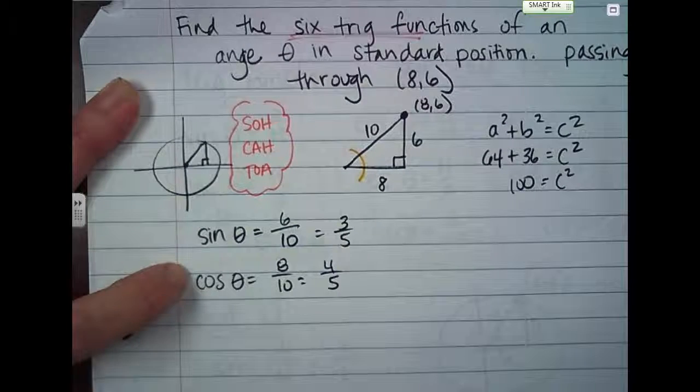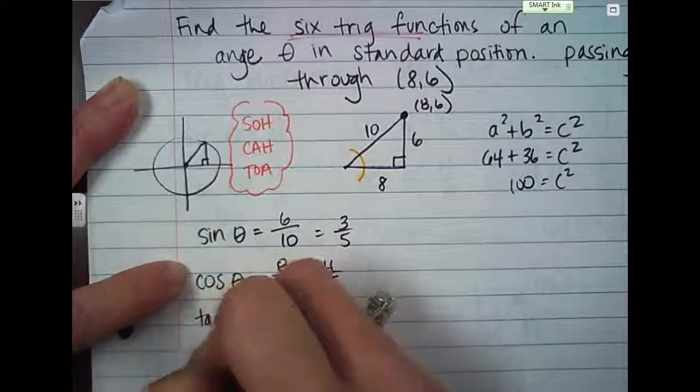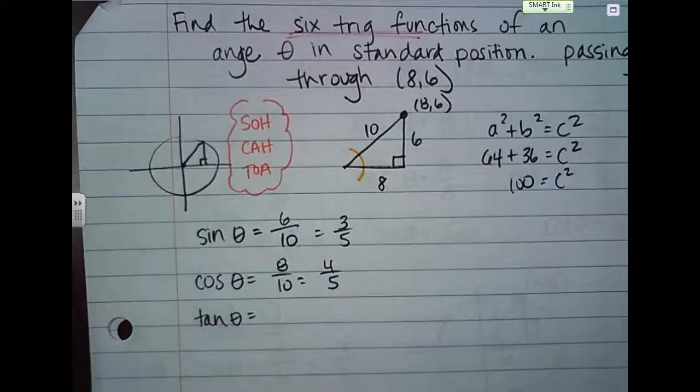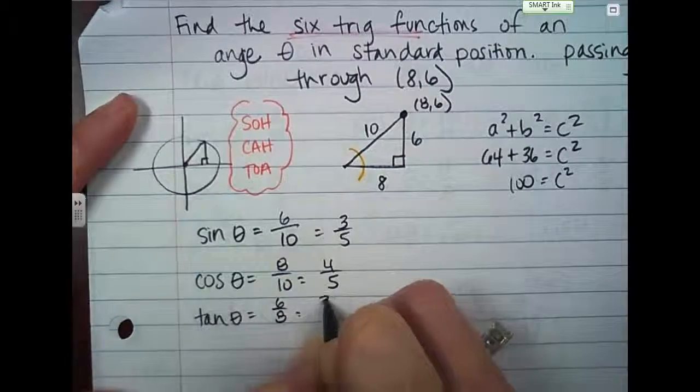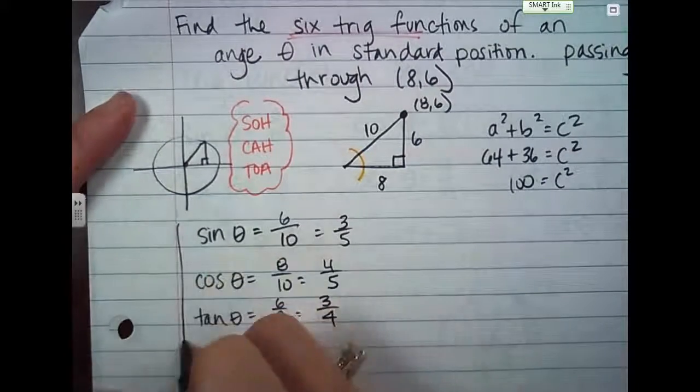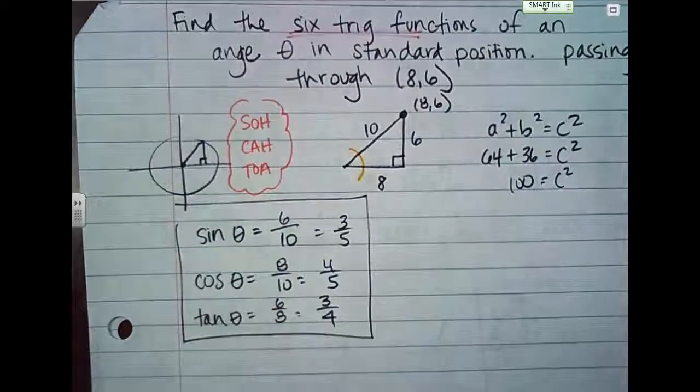Sine, cosine, what's left? Tangent of theta. Tangent of theta is opposite over adjacent. Okay, if you're going to do opposite over adjacent, what 2 numbers are you going to use? 6 and, be careful, not 6 and 10 this time, 6 and 8. Which reduces to 3/4. Okay, so that's half my answer. I wanted 6 trig functions, not 3.